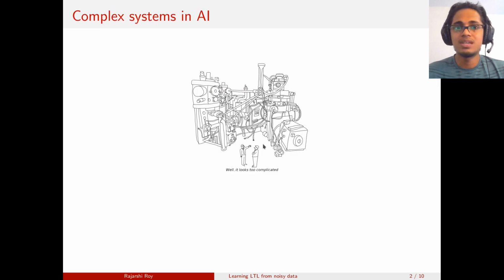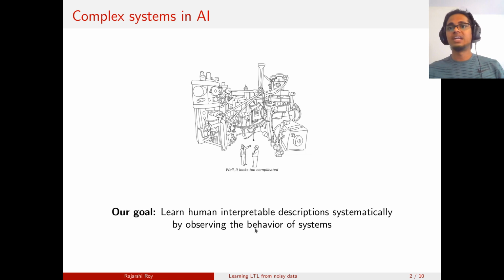Nowadays, the systems being used in artificial intelligence are becoming increasingly complex. Understanding the functioning of such complex systems by humans is a rather challenging task. Thus, in order to assist humans to understand complex systems, we aim at learning human interpretable descriptions systematically by observing the behavior of such systems. Now let me show you how we provide descriptions of a system in a concrete example.